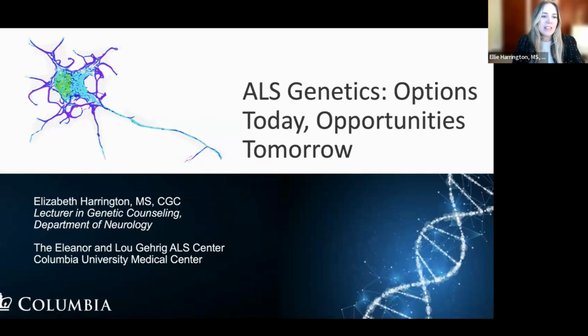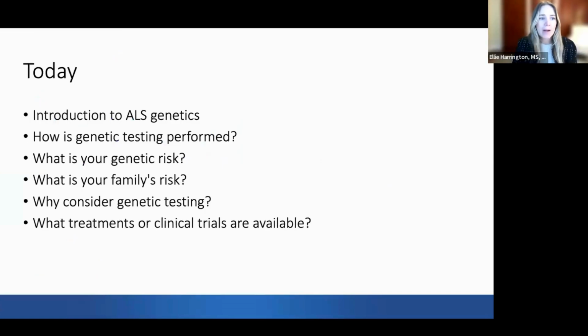What I'll be talking about today is a background on ALS genetics, so this might be a review for many people. We'll talk very briefly about how genetic testing is performed. Many of the people on the presentation today might be people with ALS or have family members who have ALS, so this is a talk catered to you and this population. So what is your genetic risk or your family's genetic risk? And then considerations for genetic testing.